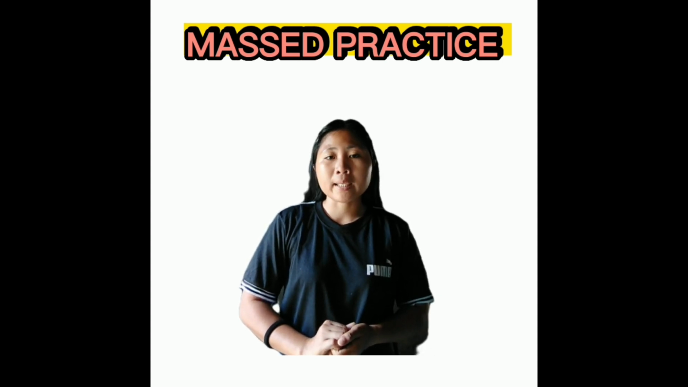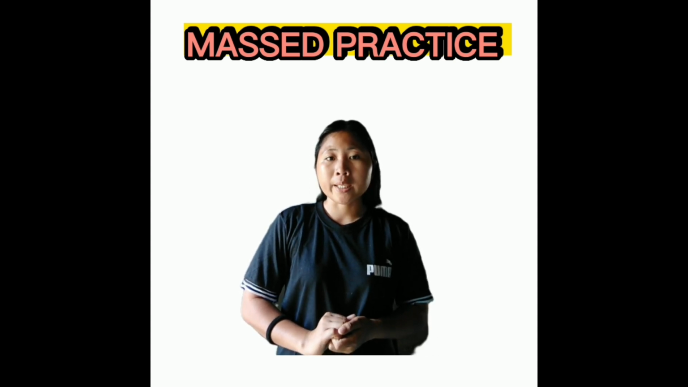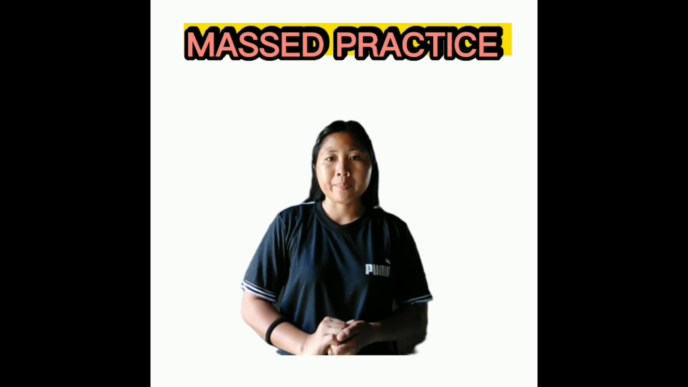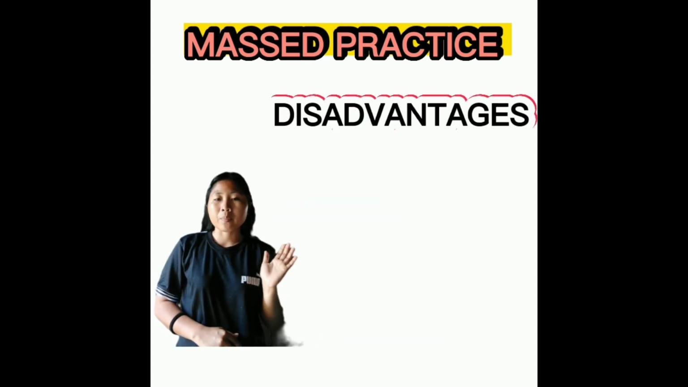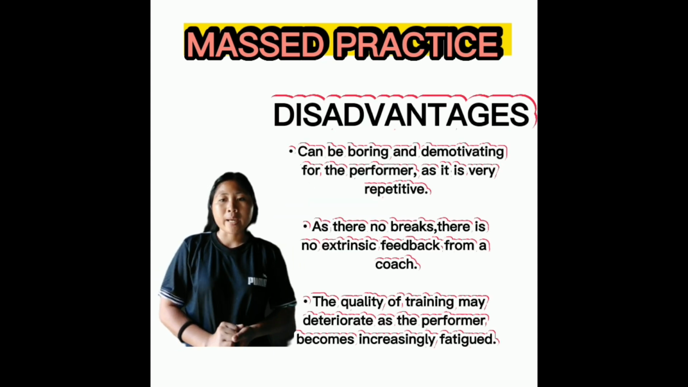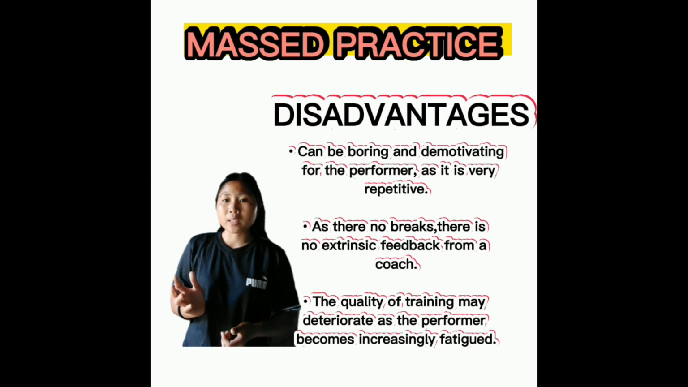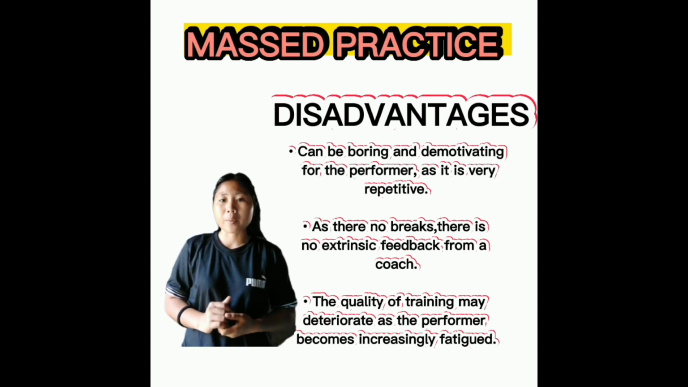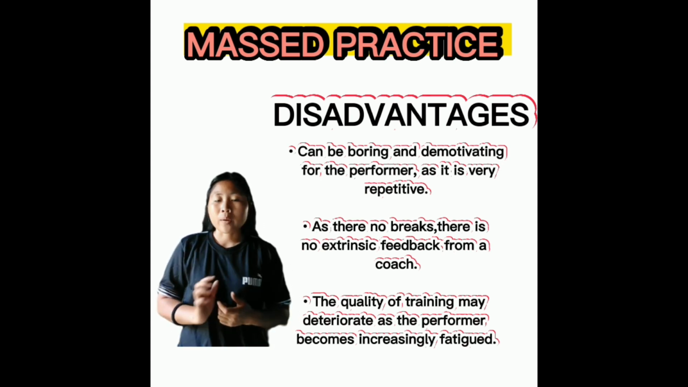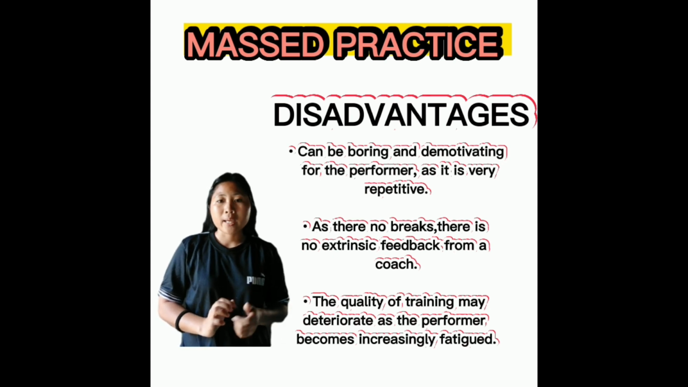For example, the athlete who was learning how to serve in tennis can now begin to learn how to apply spin to their serve. While the disadvantages of mass practice, it can be boring and demotivating for the performer as it is very repetitive and as there are no breaks, there is no extrinsic feedback from a coach. Then, the quality of training may deteriorate as the performers become increasingly fatigued.